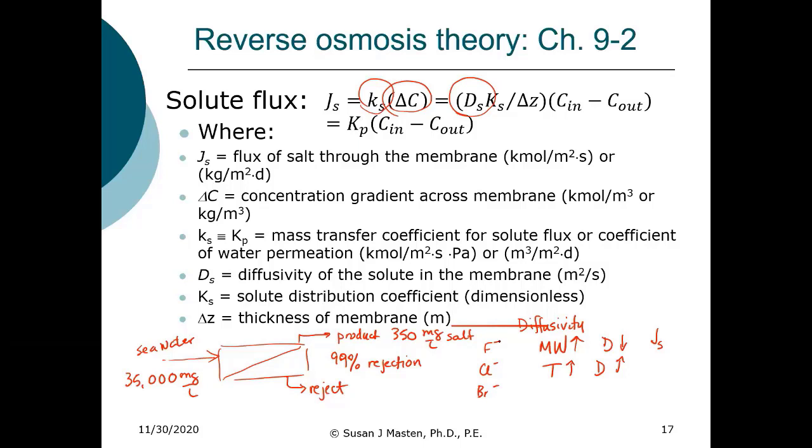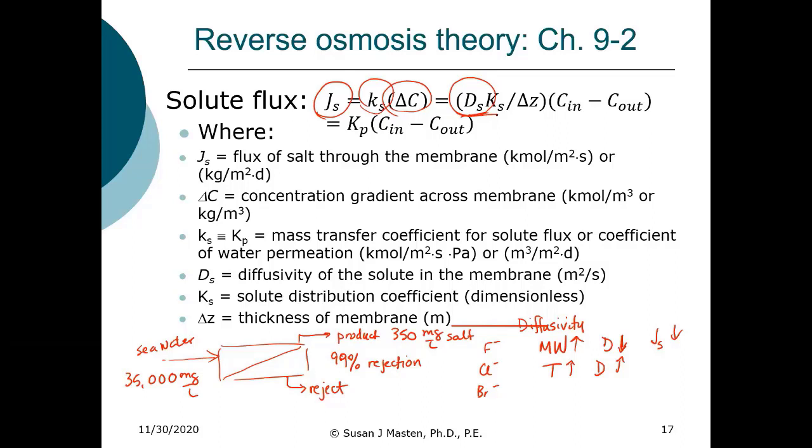The bromide? The bromide. Okay. So if that has the highest molecular weight, diffusivity decreases. So how does the flux change? Would it decrease? It'll decrease because it's proportional. So your flux is proportional to the diffusivity.